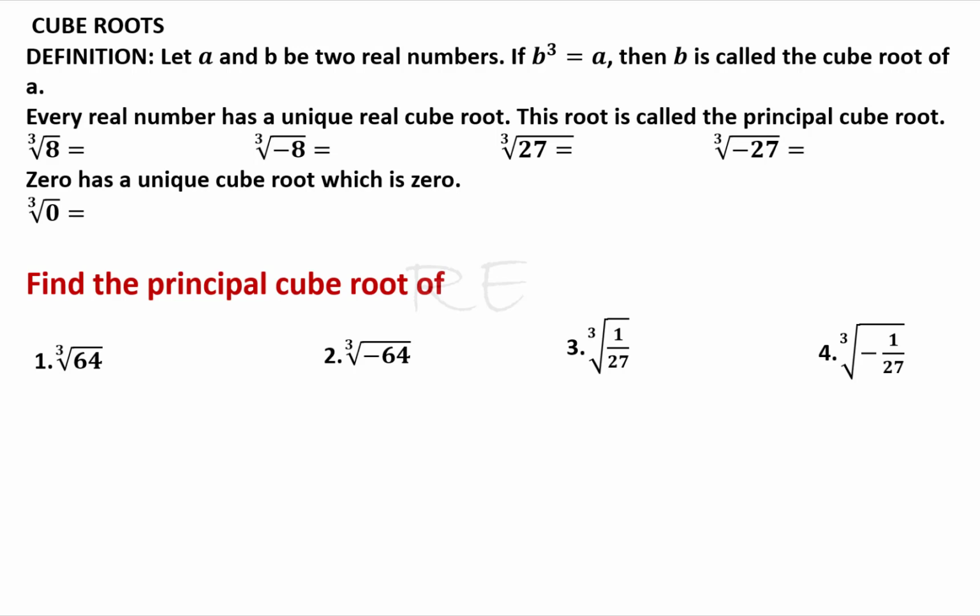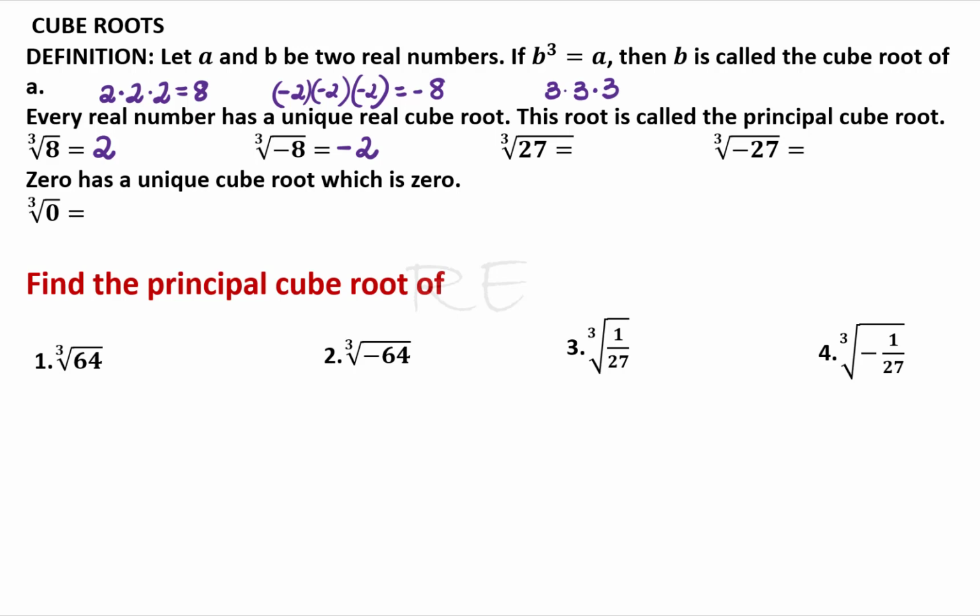Numbers, if b cubed is equal to a, then b is called the cube root of a. Every real number has a unique cube root, and it is called the principal cube root. Now, 2 times 2 times 2 is equal to 8. Therefore, the cube root of 8 is 2. Negative 2 times negative 2 times negative 2 is equal to negative 8. Therefore, the cube root of negative 8 is negative 2.